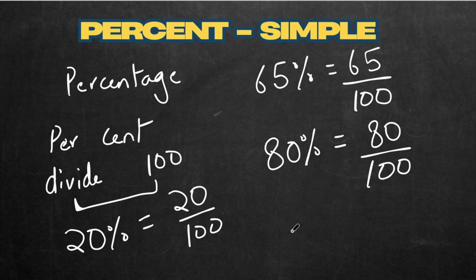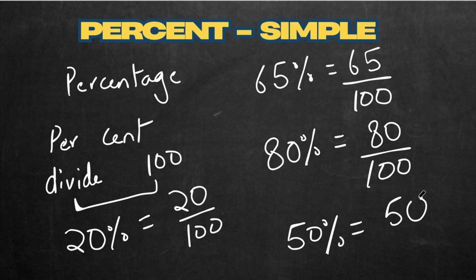Any number. So for example, if I tell you 50%, how can you write it? Pause the video and try it. Right, you just write it as 50 over 100, and that's 50%. Okay, so now let's look at one more concept before we end this video.